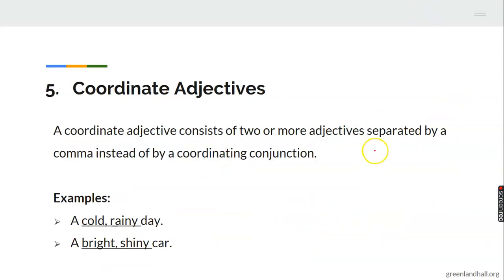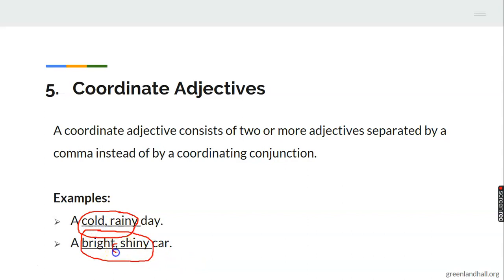Then we have coordinate adjectives. These ones consist of two or more adjectives separated by a comma, instead of using a coordinating conjunction like and, but, or. You use a coordinate adjective by using a comma in between your words. For example, now we have this: a cold, rainy day. I would have said a cold and rainy day. But to avoid using and, I have to use a comma to show that they are coordinate adjectives. The same thing applies here: a bright, shining car.